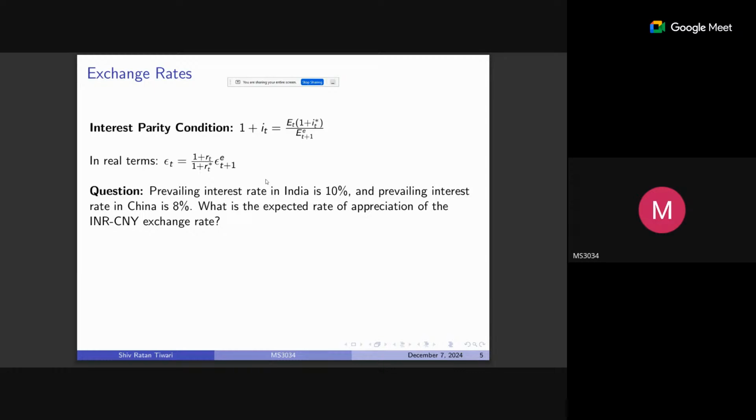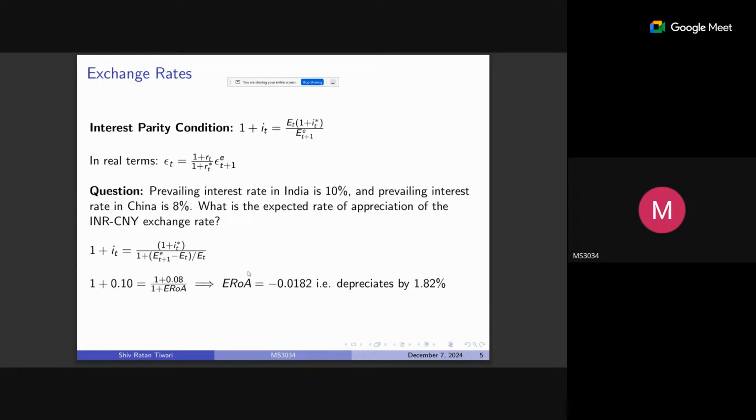In lectures we saw that we rearrange our interest parity condition and derive a relation between the domestic interest rate, the foreign interest rate, and the expected rate of appreciation of the exchange rate. You can rearrange your interest parity condition into the given equation. So 1 plus i, you bring e_t downwards, and you can rearrange it into this form: 1 plus (e_{t+1}, the expected next period exchange rate, minus e_t) divided by e_t. This whole term is your expected rate of appreciation.